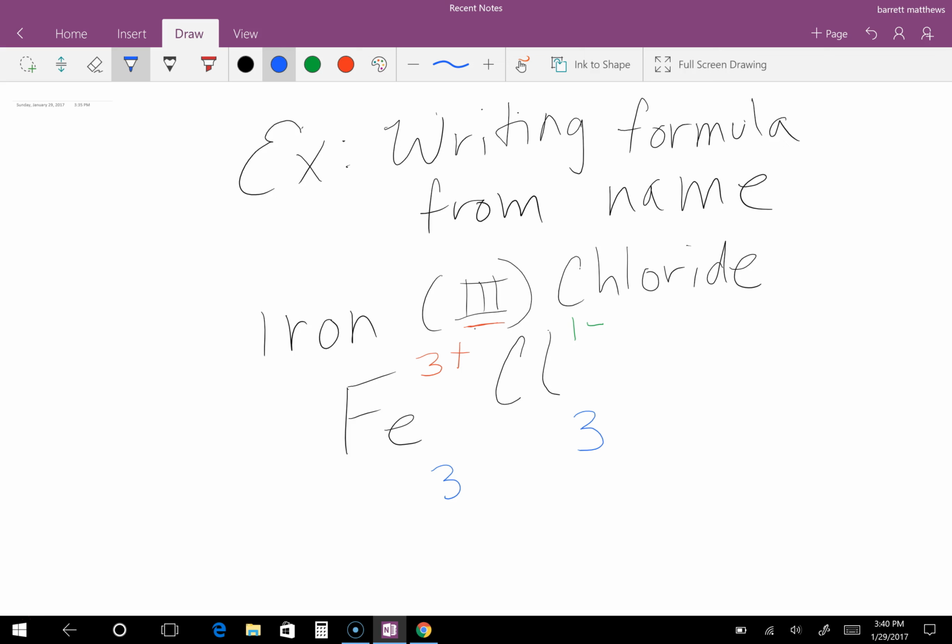The common factor between the two is 3. So the question is, what is it going to take to get to 3? Iron 1, 3 times 1 is 3. -1 times 3 is -3, so I need 3 chlorides. 3 minus 3 is 0. So the formula will be FeCl3.